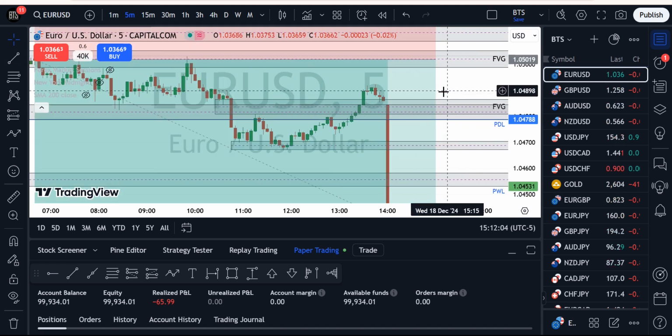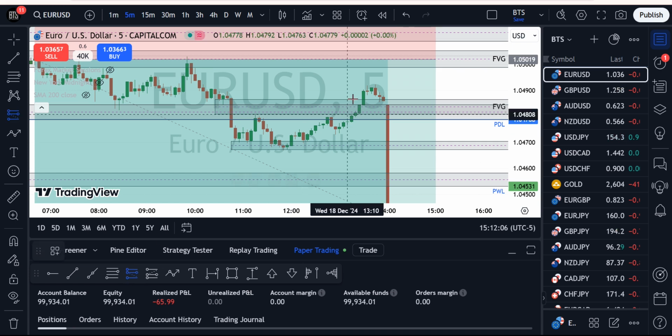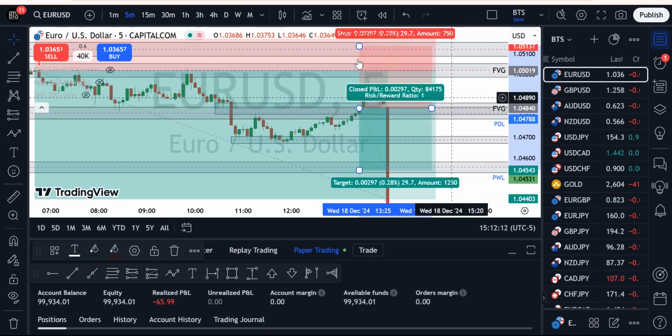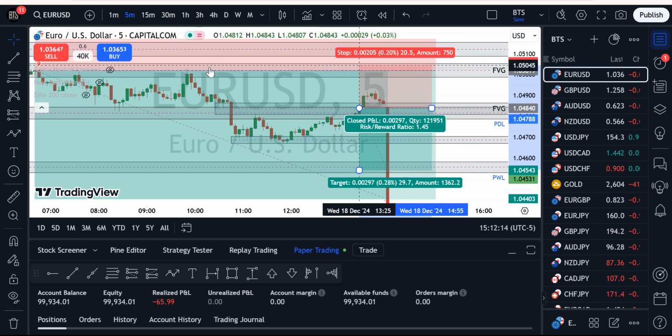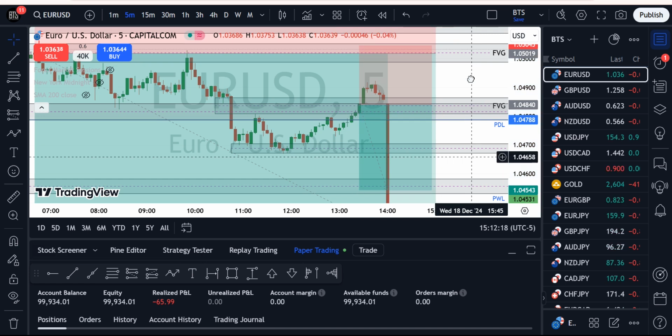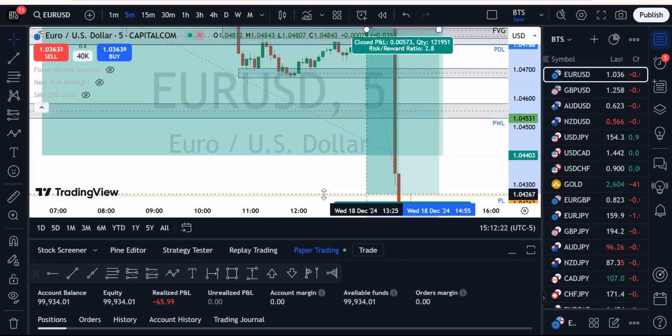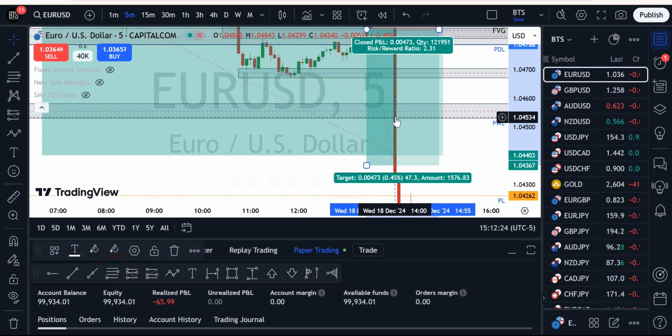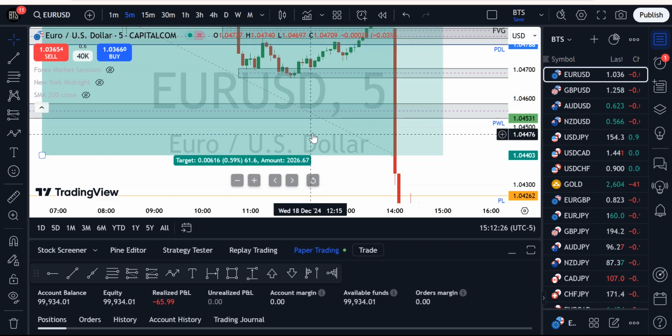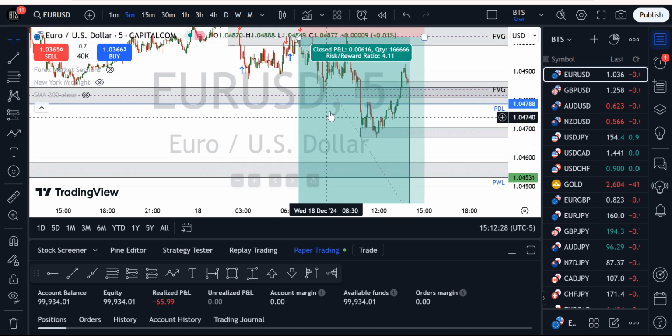Sometimes I make my entries on a fair value gap right around here. After filling it halfway, this would have been your entry. Stop loss would have been right above this high, which would have been a 20 pip stop loss, and you can look out for a 1 to 3 risk management, which obviously the news gave it to us.